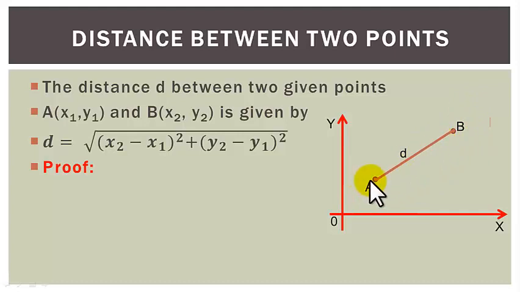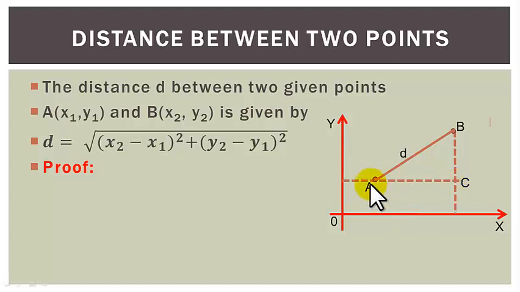Thus, draw a line through A parallel to the x-axis. Let's draw this line. Also, draw a line through B parallel to the y-axis. Let's draw this line. Clearly, these two lines intersect at this point at right angle. Let us name that point C.